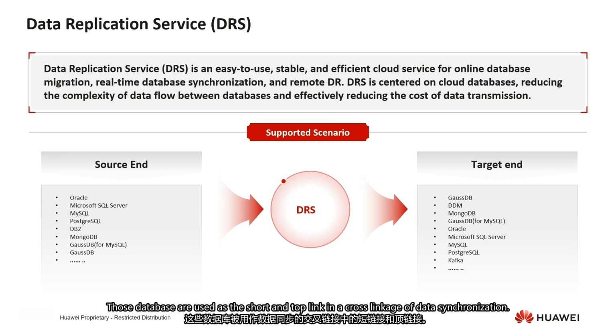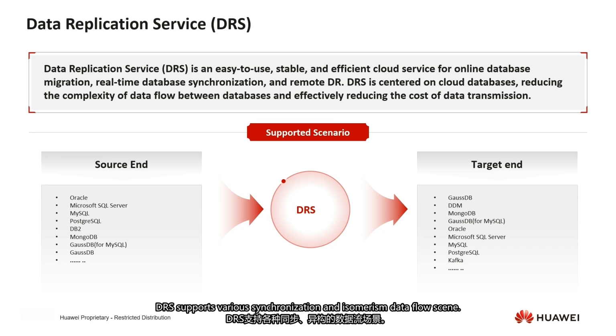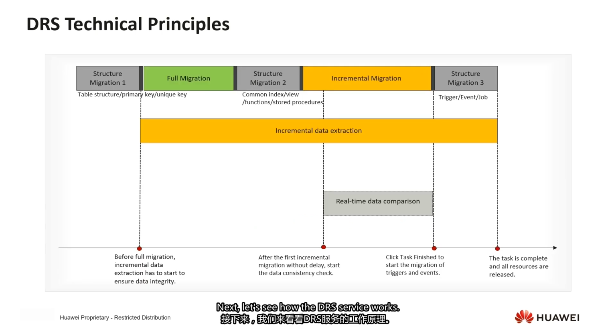Those databases are used as the source and target link in a cross-linkage of data synchronization. DIS supports various synchronization and heterogeneous data flow schemes. Next, let's see how the DIS service works. This is the complete diagram of the DIS running phase. Let's look at it from left to right.